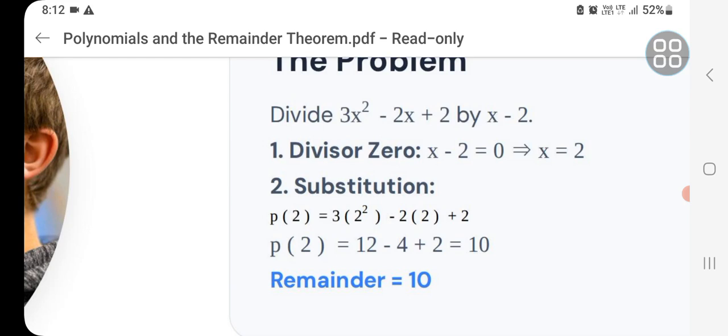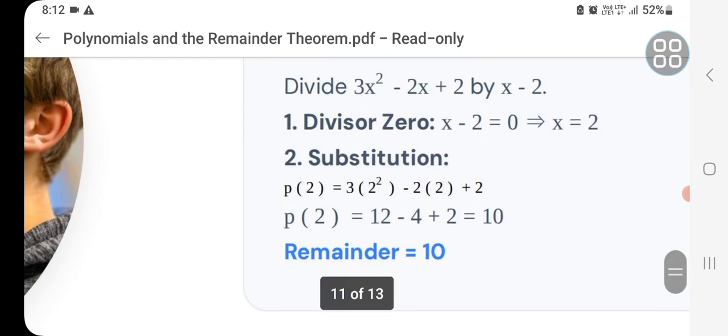So then you have to solve the sum. Most of them do 12 minus 4, then plus 2. But you cannot do like that. Always add or subtract the same sign. So here I have 12 and plus 2. So add this both thing, that is 12 plus 2 is 14. Then subtract the 14 from 4, it will be 10. It is the correct procedure we have to do. So the remainder will be 10. So this is the procedure.